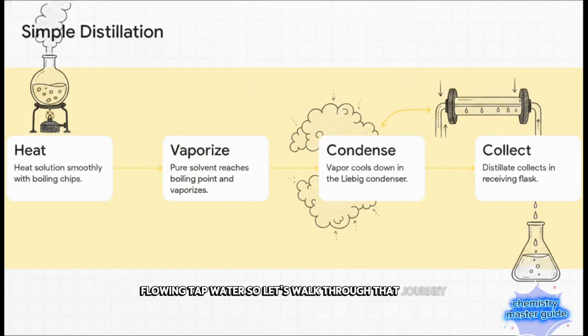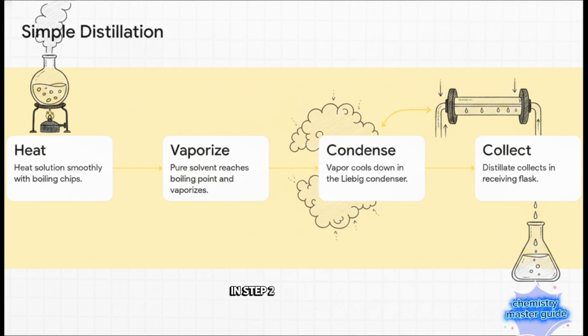So let's walk through that journey. First, we heat the solution. But notice, we always add these little things called boiling chips to the heating flask. This is absolutely crucial. Boiling chips prevent violent, explosive bubbling and ensure the liquid boils smoothly and evenly.